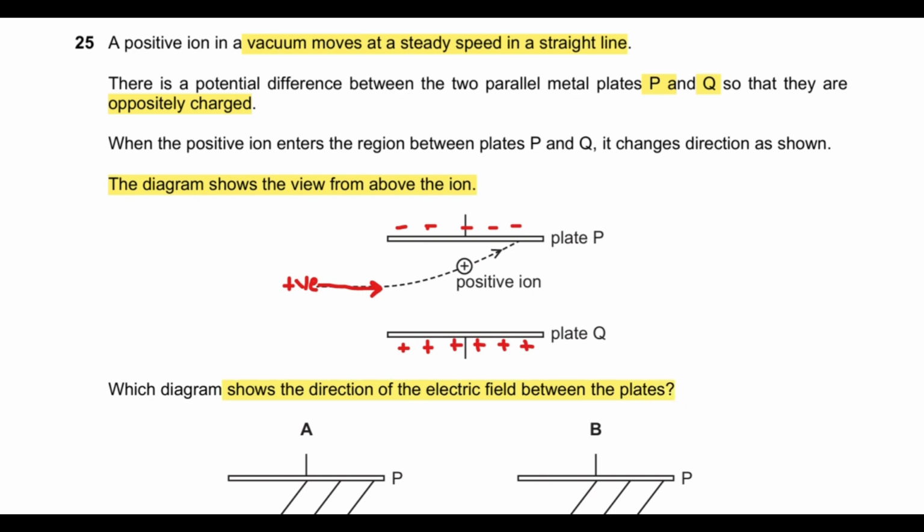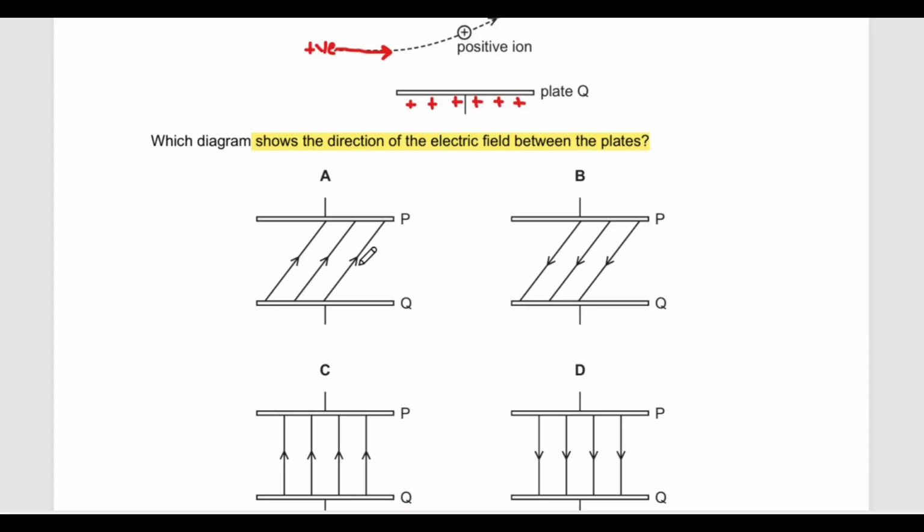Which diagram shows the direction of electric field between the two plates? It can't be A because it's not tilted. It can't be B. It is C because the field lines travel from positive to negative charge and they are parallel and straight lines.